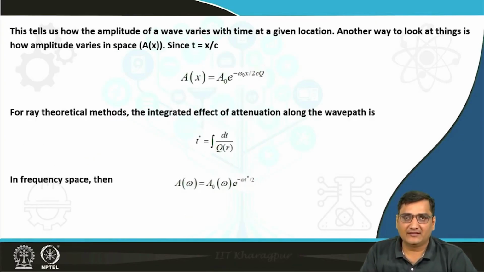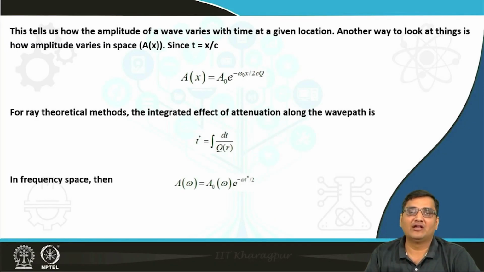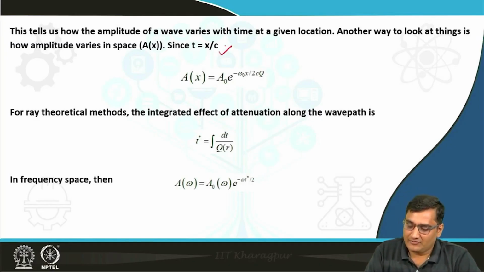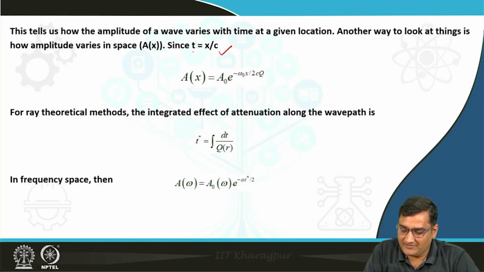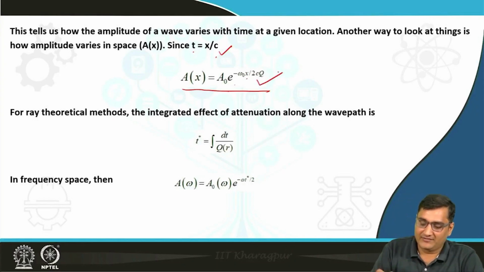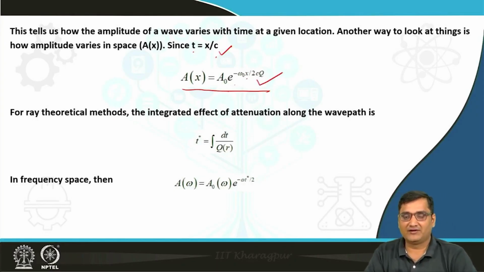So this tells us how the amplitude of the wave varies with time at a given location. Another way to look at it is how the amplitude varies in space, since t is equal to x by c. So when we replace t by x by c, we can write the amplitude as a function of x, that is A naught e to the power minus omega naught x by 2cQ, where c is the velocity and Q is the quality factor.